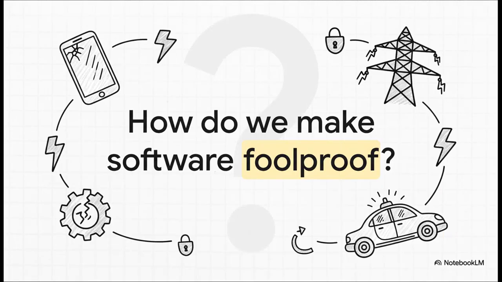How do we make the software and hardware that run our entire world, everything from our phones to the power grid to self-driving cars, how do we make it all completely foolproof? How can we be absolutely 100% certain it won't fail in some catastrophic way that we never even saw coming?